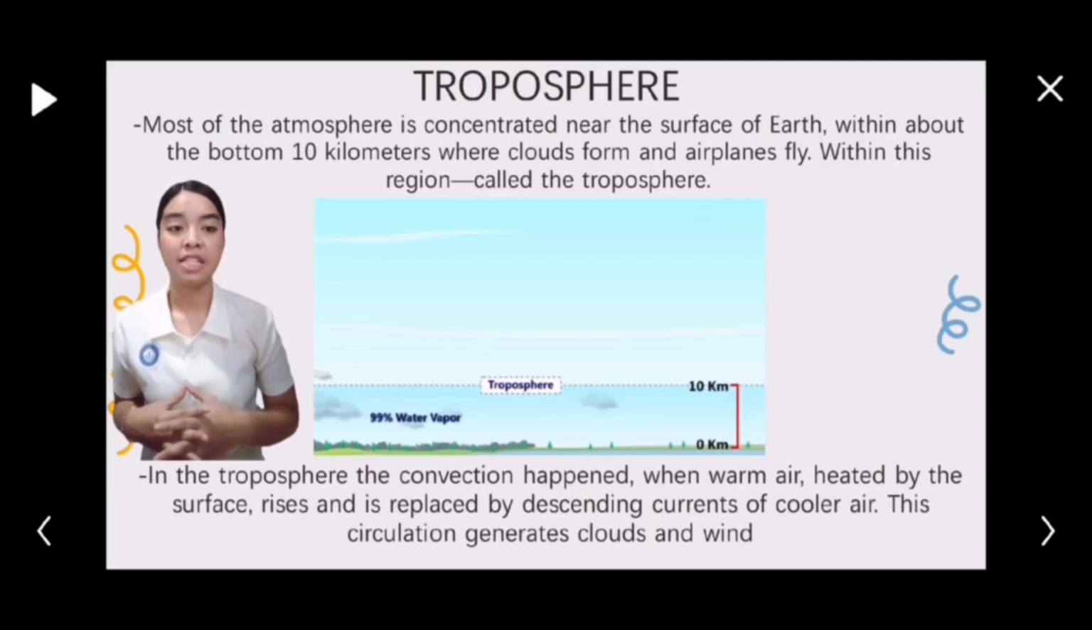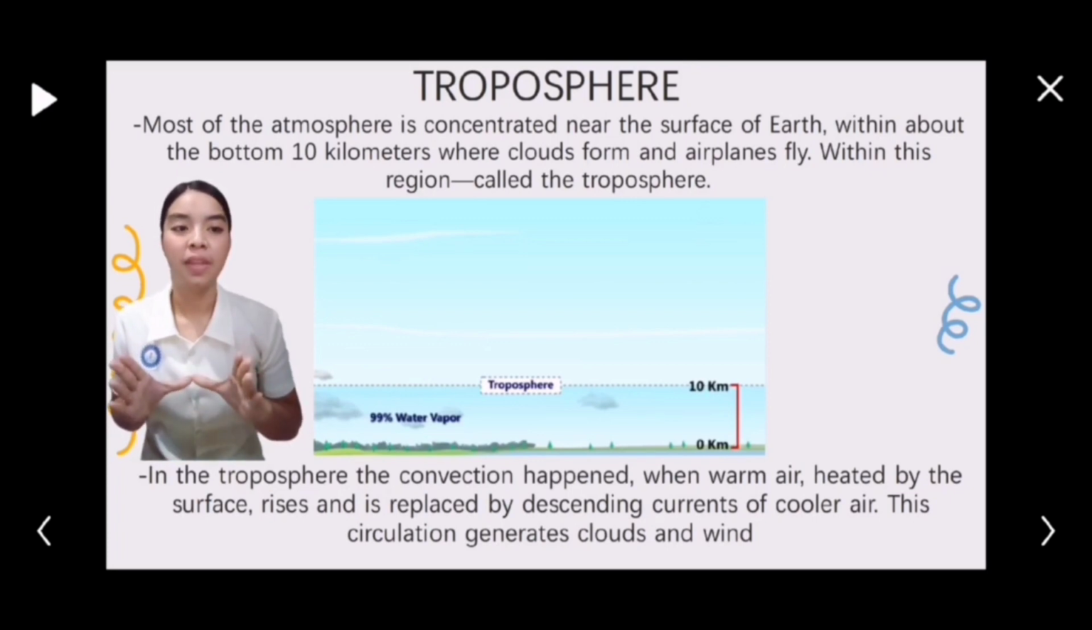Most of the atmosphere is concentrated near the Earth's surface, within about the bottom 10 kilometers, where clouds are formed and the airplanes fly. Within this range is what we call the troposphere.